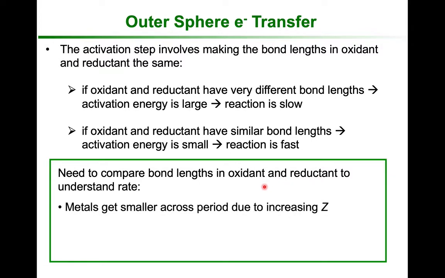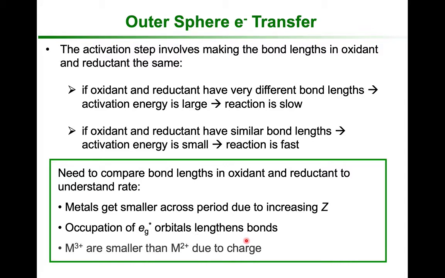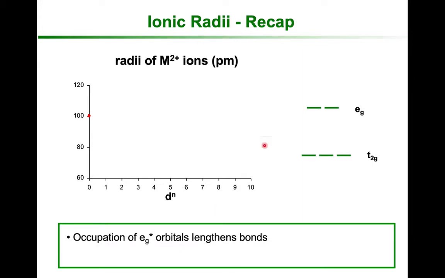So we need to compare bond lengths in the oxidant and reductant to understand the rate of the reaction. Metals get smaller as we go left to right with increasing Z across the periodic table. However, occupation of the top 2 orbitals, the eg star orbitals, lengthens the bonds. And then finally, metals in the +3 oxidation state, for example, will be smaller than the metal in a +2 oxidation state due to the difference in charge. All right, let's go back to our 5 lines here, like we've used many times for crystal field stabilization energy and so on, and prove to you that this occupation of the eg star, the top orbitals, lengthens the bonds.